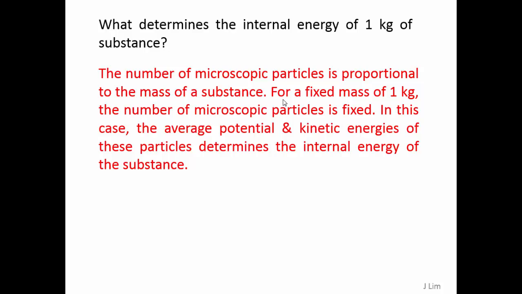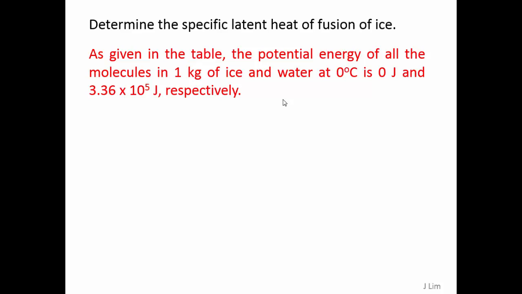For a fixed mass of 1 kg, the number of microscopic particles is fixed. In this case, the average potential and kinetic energies of these particles determine the internal energy of the substance. As given in the table, the potential energy of all the molecules in 1 kg of ice and water at 0 degrees Celsius is 0 joules and 3.36 times 10 to the power 5 joules respectively.